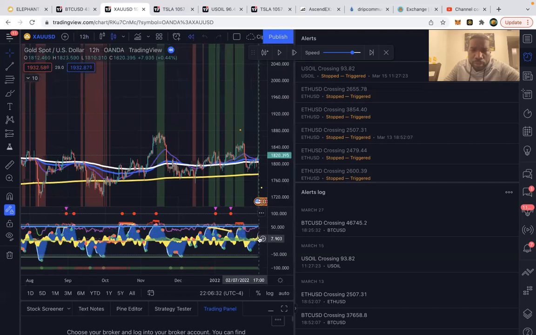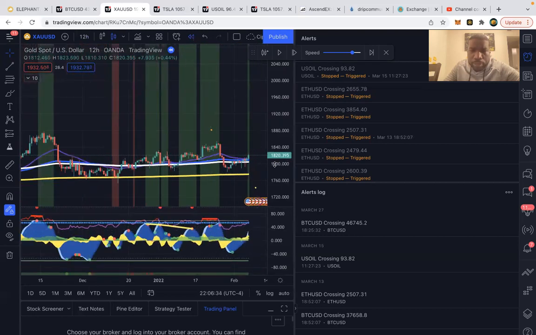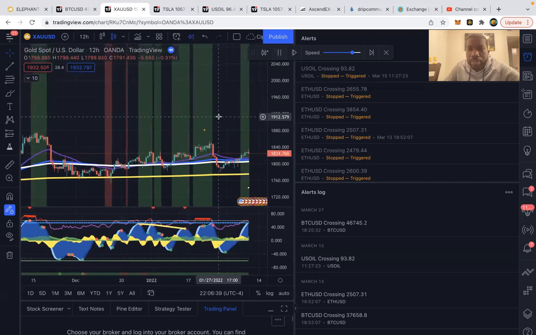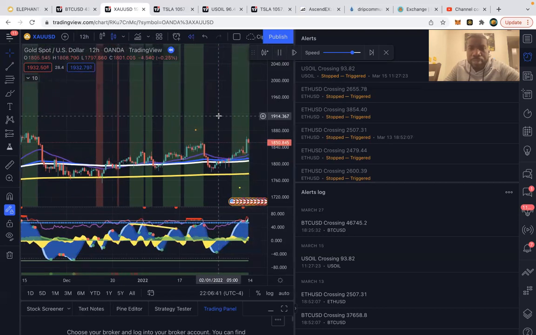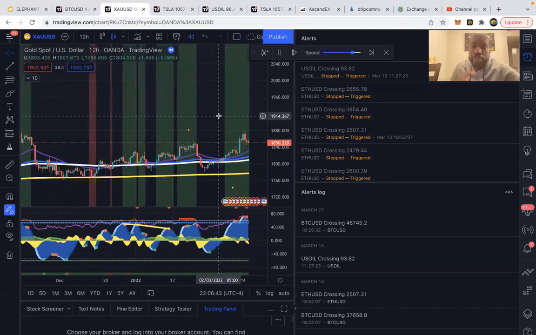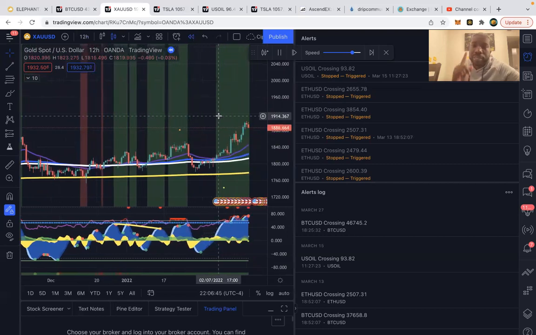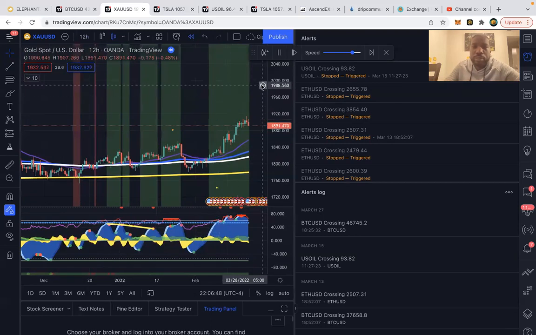EMAs in order. You see that poke right there above the zero line, bullish order. Y'all know what happens next. And these are big moves for the time frame. When the EMAs are in order, it's the biggest move for that time frame.